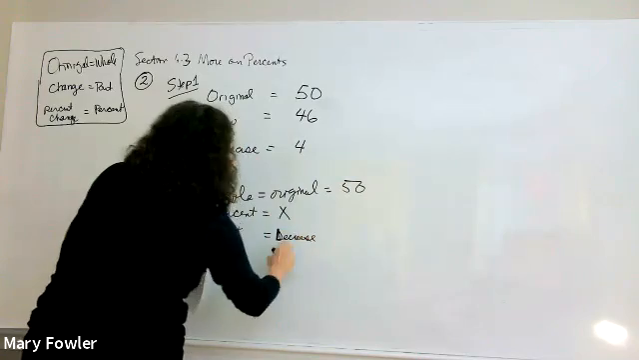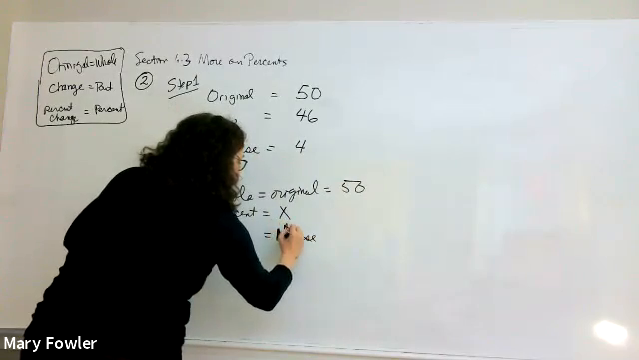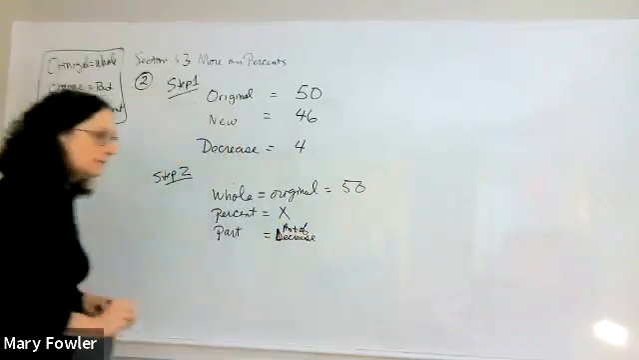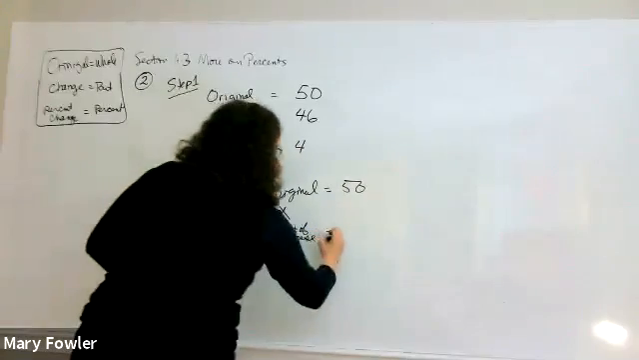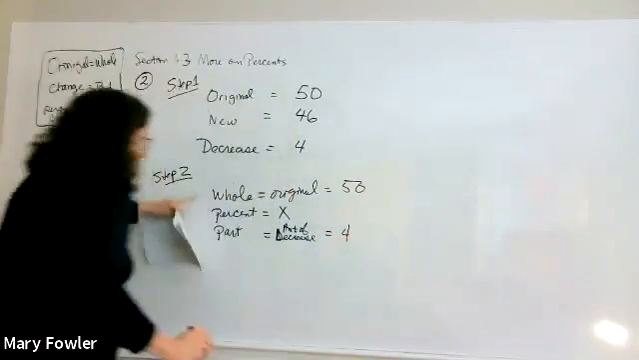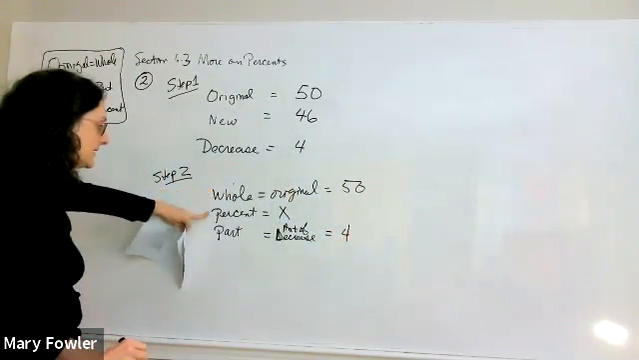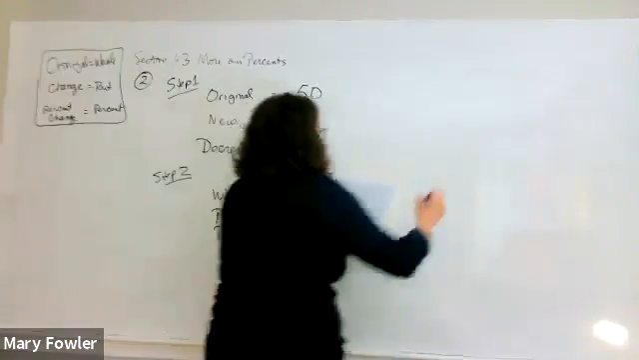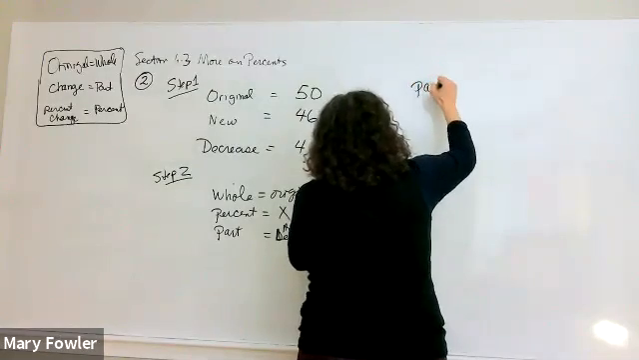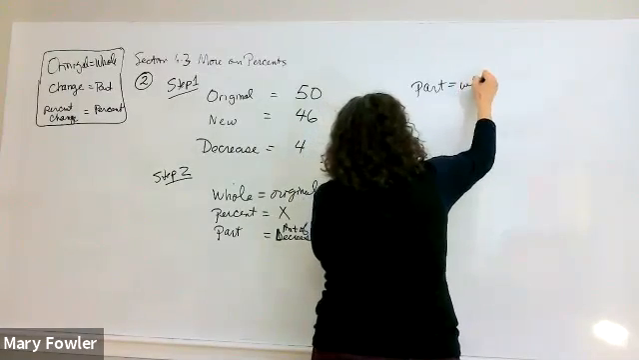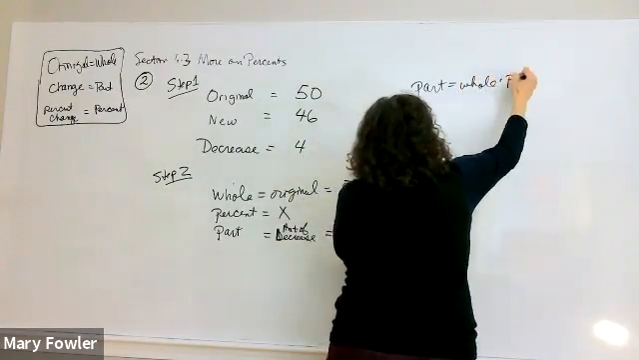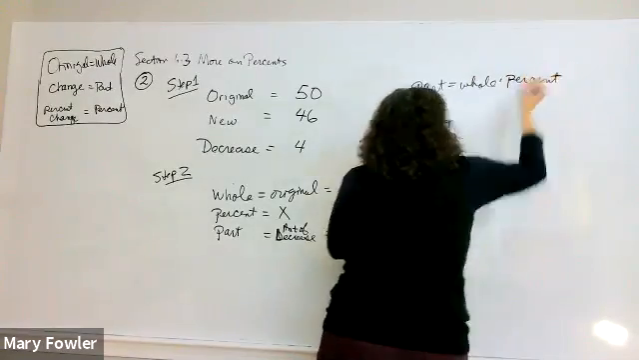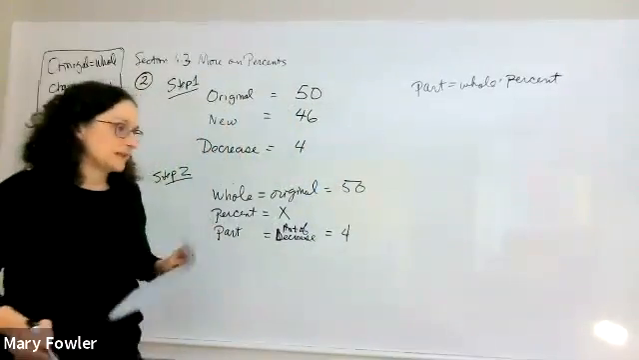It's an amount of decrease, we'll call it. Amount of decrease, and that is equal to 4. So whole is 50, percent is X, and part is 4. We'll go over here and work on the percent equation. Part is equal to whole times percent.